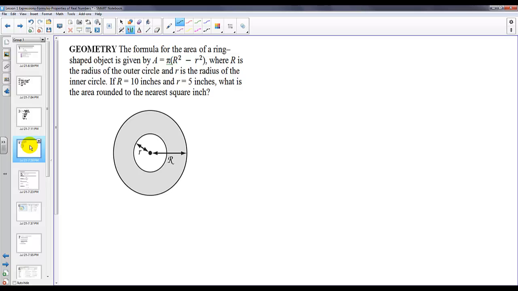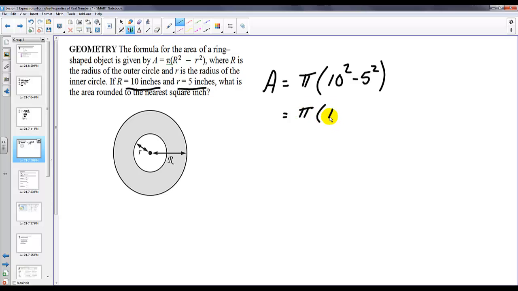Little word problem, but basically all this is, it's an expression with two values that we're going to substitute in and simplify. So I have A equaling pi times the big R, which is 10 squared, minus the small r, which is 5 squared. So in this case I have pi times 100 minus 25, or 75 pi.